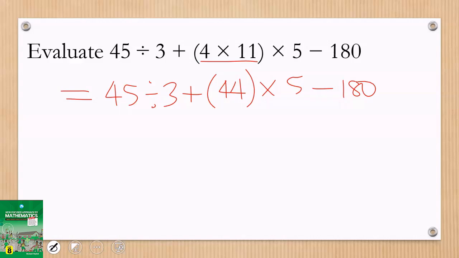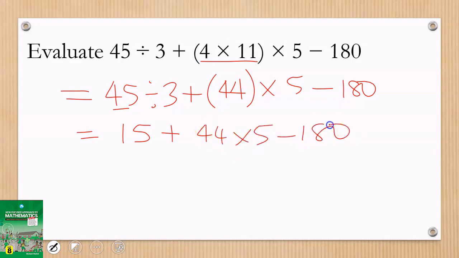According to the rule, if there is an exponent, but here there's no exponent, no order, no square root. So the next thing is to do division. Here we can say 45 divided by 3, which we know gives us 15. Then plus 44 times 5 minus 180. Now we are done with the division. We still have multiplication, and we can't do the addition by adding 15 and 44 before multiplying. That wouldn't work. So we deal with the multiplication.